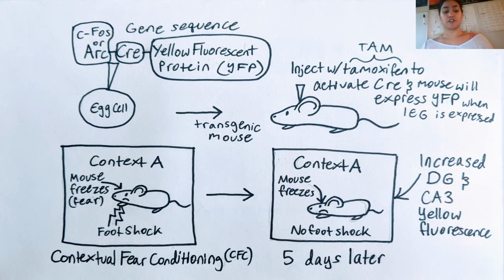5 days after the foot shock, mice were reintroduced to context A. The mice who experienced a foot shock in context A both froze more, which is their fear response, and they also had their dentate gyrus and cornu ammonis subfield 3 neurons express the yellow fluorescent protein far more than the mice who did not experience the foot shock. This strongly suggested that the yellow fluorescent protein cells in the mice would be fluorescent with the contextual fear conditioning.